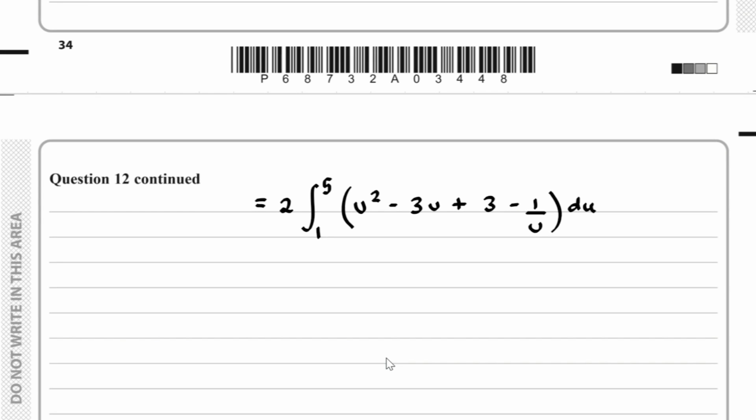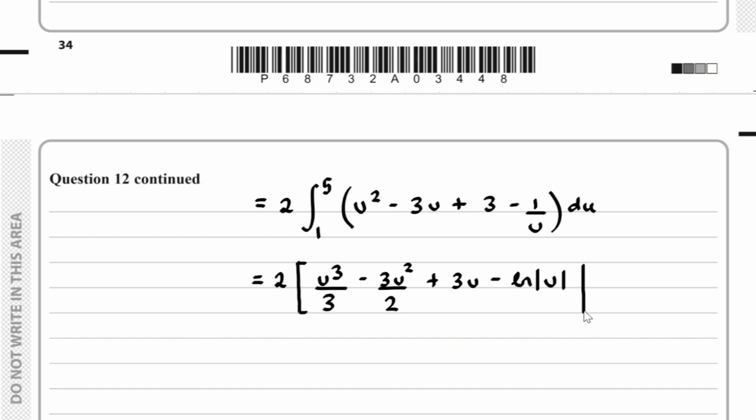So, if we work all of this out, we've got 2 lots of, well, integrating u squared, we end up with u cubed over 3. Then here we've got 3 over 2 u squared, plus 3u minus natural log of the mod of u. So we need to work out this entire result in between 1 and 5.